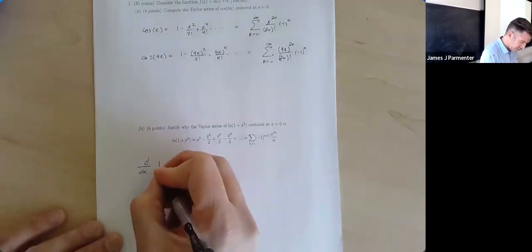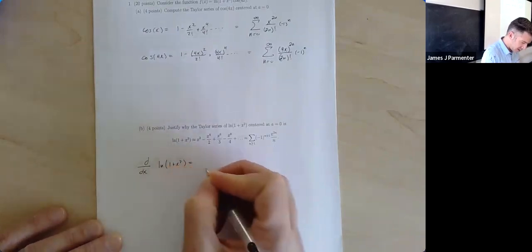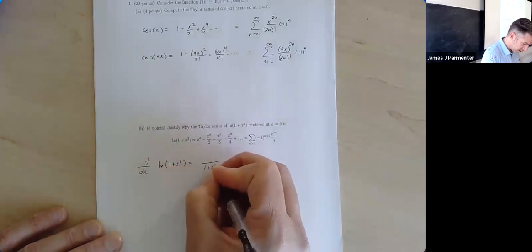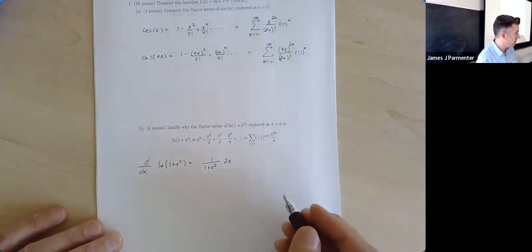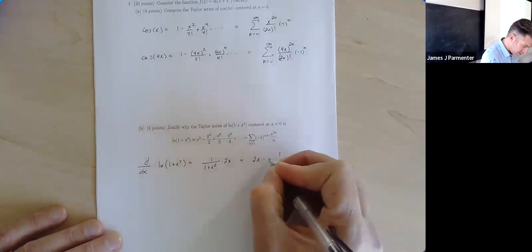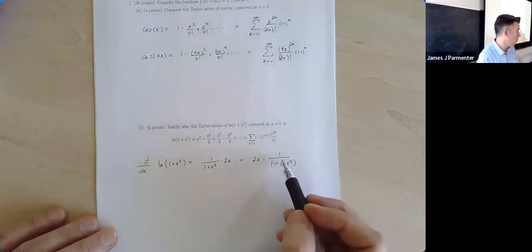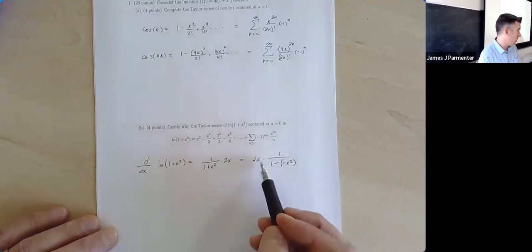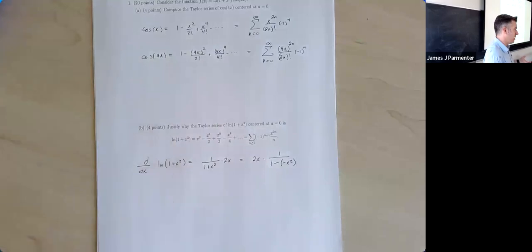So I would take the derivative of this and say the derivative of natural log of 1 plus x squared is 1 over 1 plus x squared times 2x, which I'm going to then think of as 2x times 1 over 1 minus negative x squared. Because I know a Taylor series for 1 over 1 minus some stuff. You can even think of it as 2x over 1 minus stuff if you want to do the first term. So you could go either way.